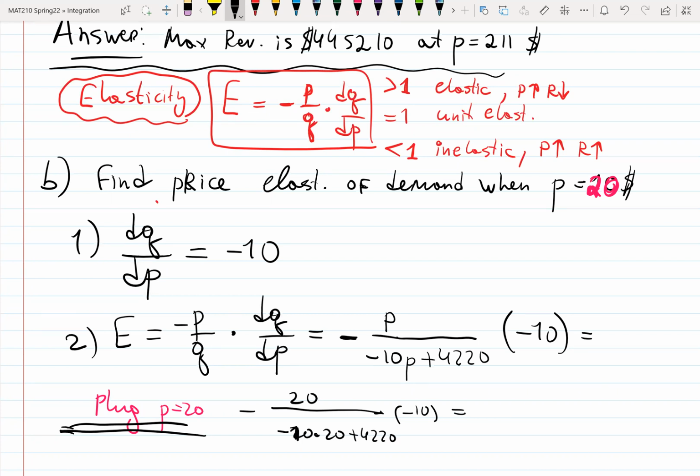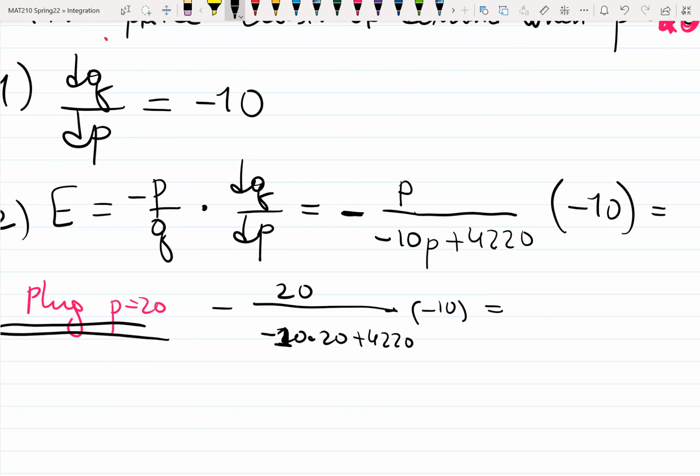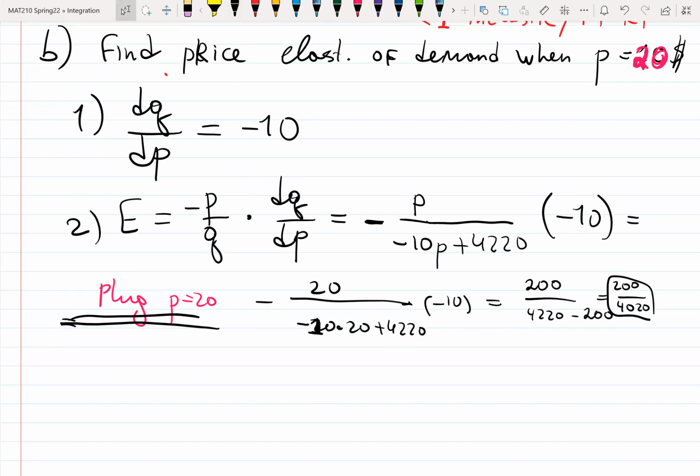And I don't know what it is because I just made up all of this. But it better be positive. If it's negative, we probably messed up, but I don't think it is. So let's see. It's going to be 200 at the top, and at the bottom 4220 minus 200, so 200 over 4020. Nice. Most important, is it less than 1 or greater than 1? It is less than 1.